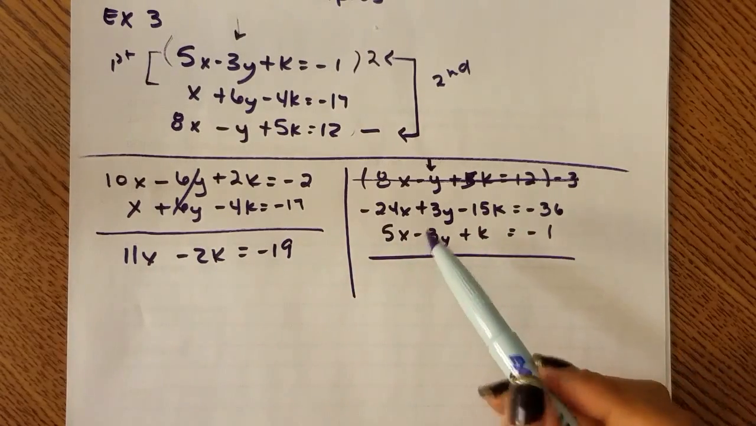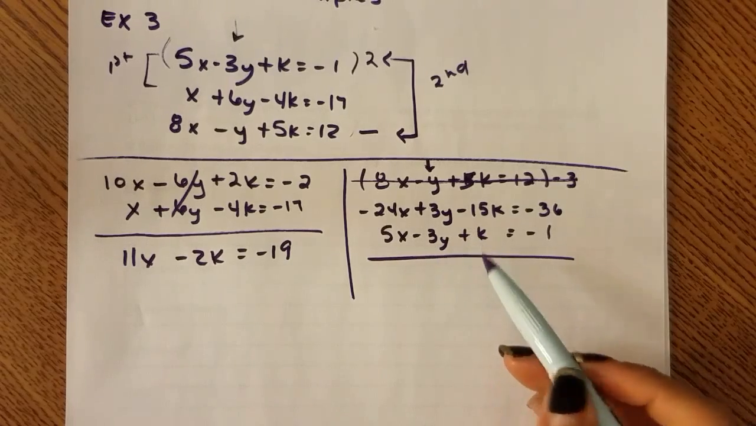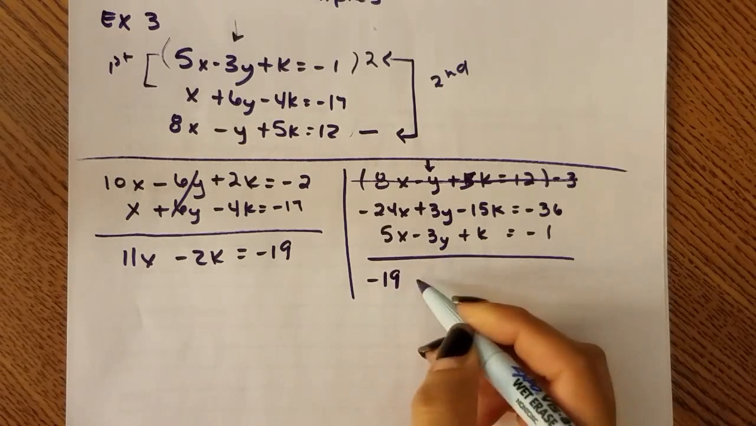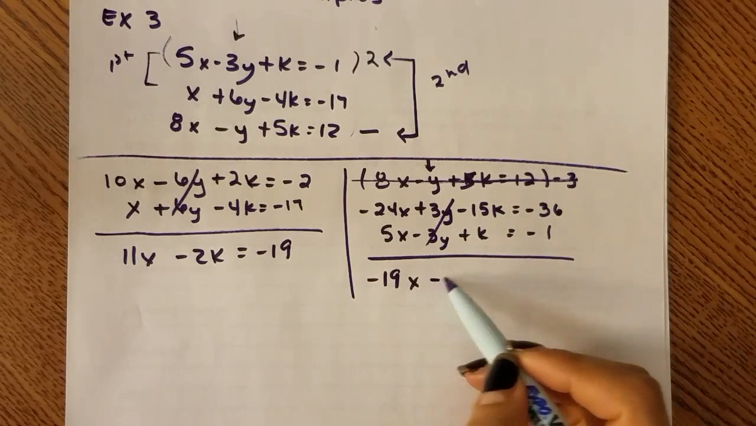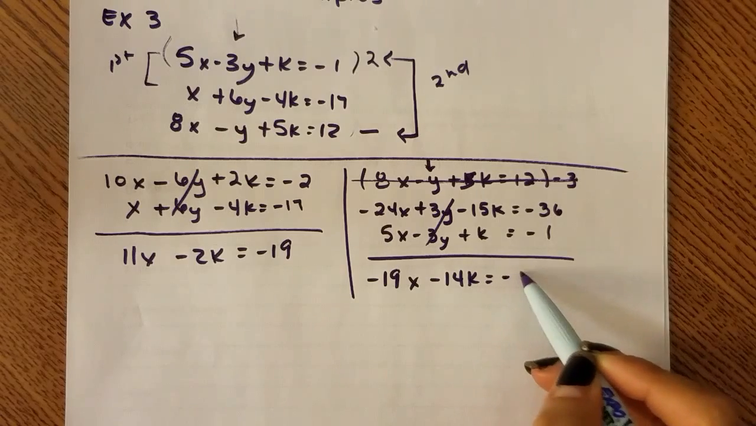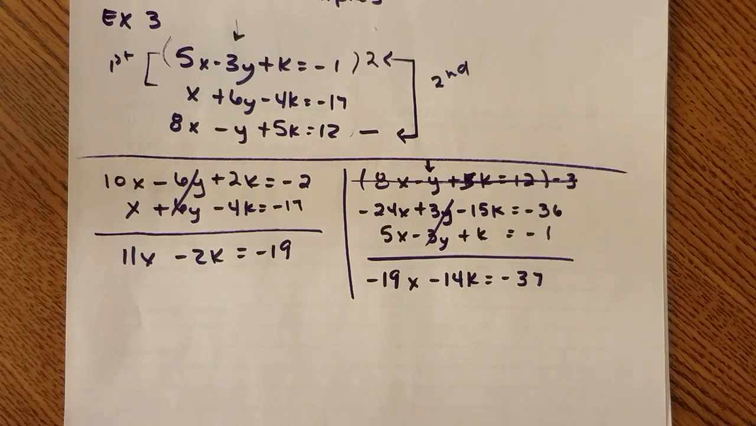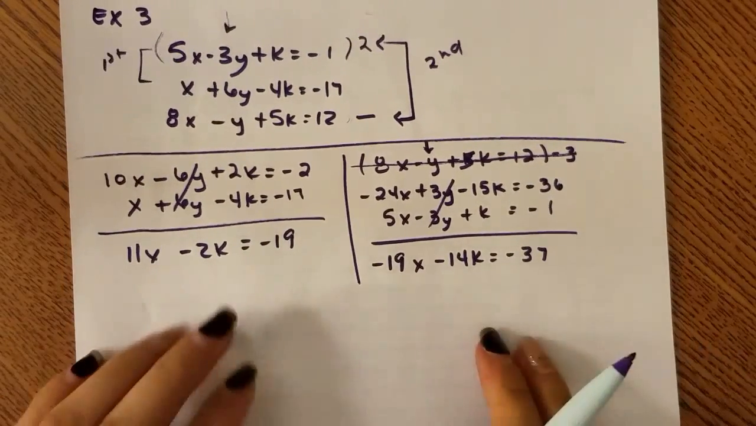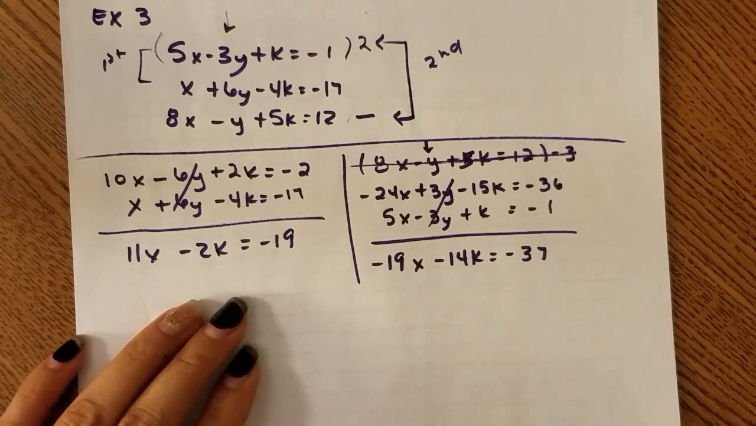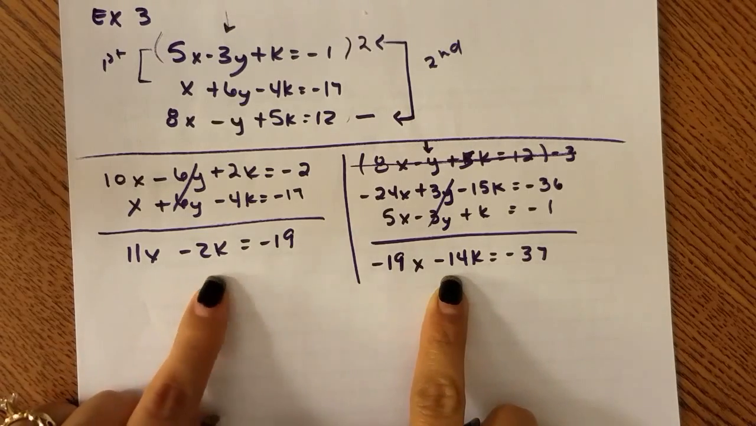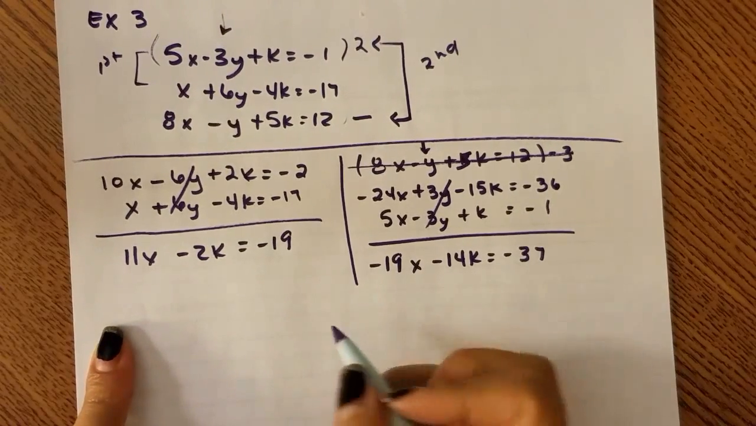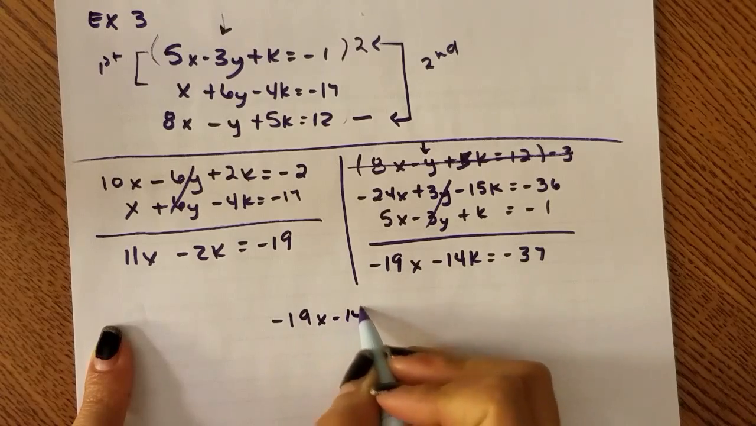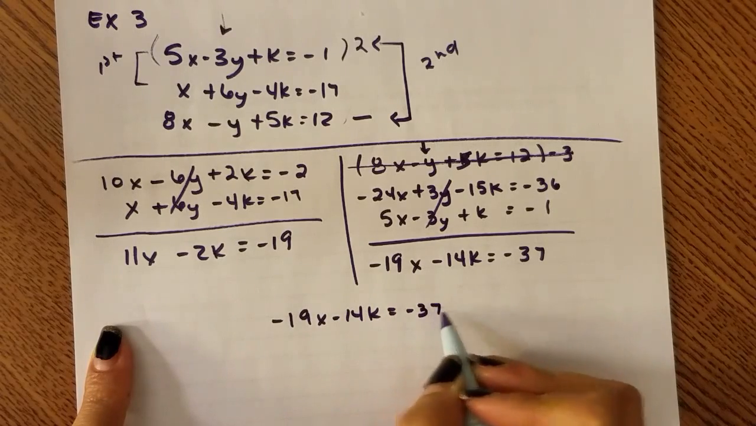So then over here, negative 24 plus 5 is going to give you negative 19x. My y's are going to cancel. Negative 15 plus 1 is going to give you negative 14k is equal to negative 37. Okay, so already we've got some pretty nasty numbers here. Now when I combine these, it doesn't matter which variable you choose to eliminate. I'm going to choose the k's because I know I can multiply this by a negative 7 and get opposite signs here. So I'm going to bring this one down first. Negative 19x minus 14k is equal to negative 37.